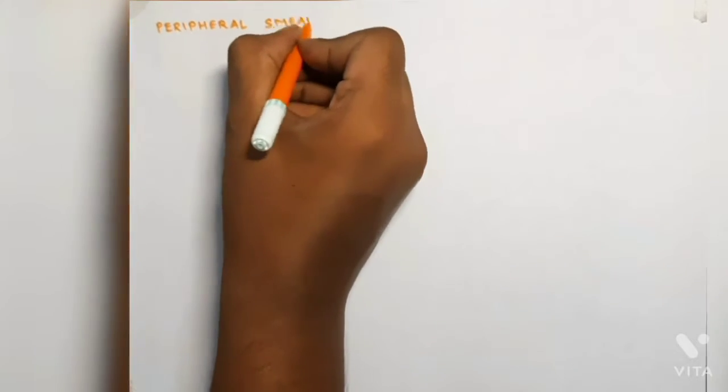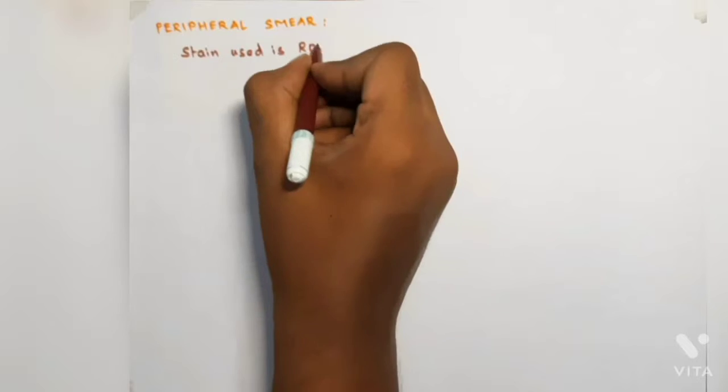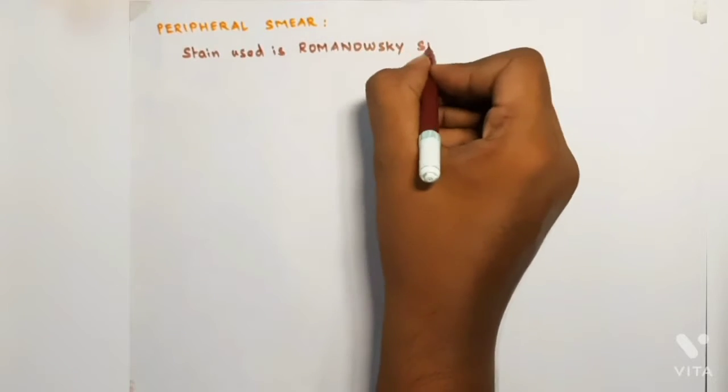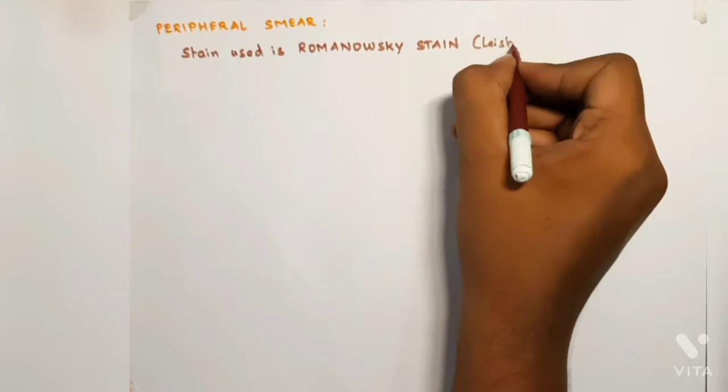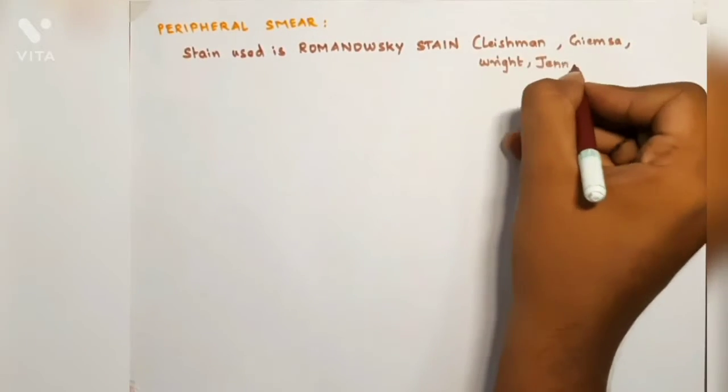Peripheral smear. Stain used is Romanovsky stain: Leishman, Giemsa, Wright, Jenner.